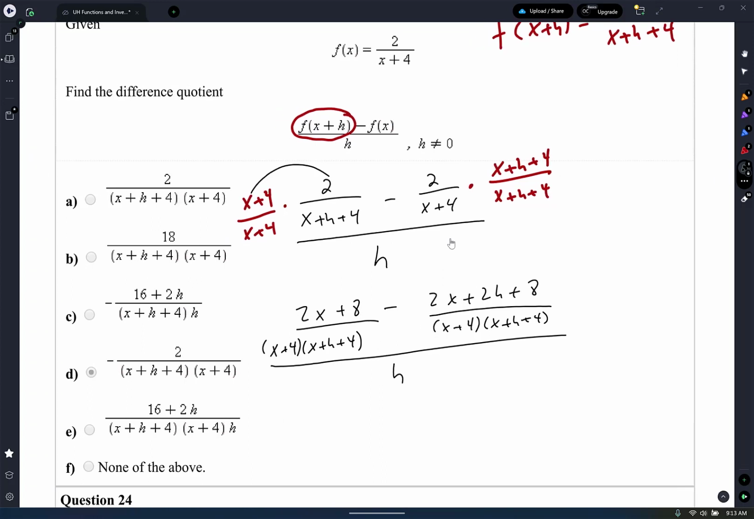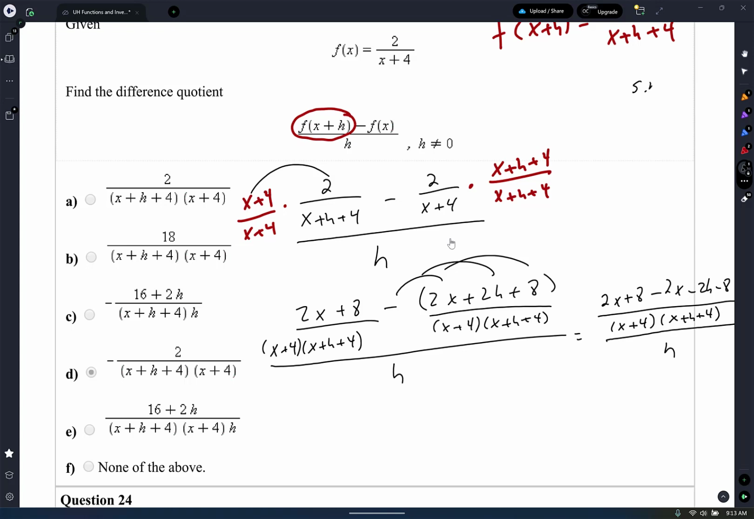I'm about to combine them. So here we go. 2x plus 8 minus, so this is like a parenthesis, distribute the negative like that, see? Minus 2x minus 2h minus 8 all over x plus 4, x plus h plus 4, and all this is still over h. Don't worry, we'll finish right now, guys.